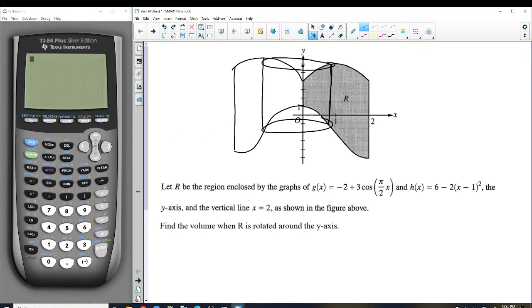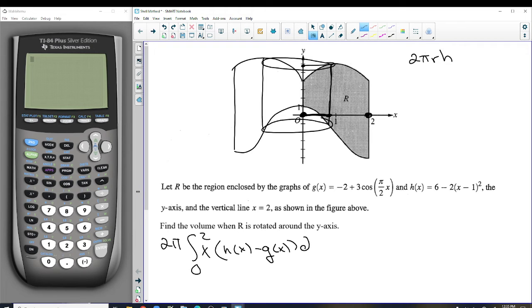From here to here, that's the radius. And the area of a cylinder is 2 pi r h. So for this one, we're going to have 2 pi, and we're going to integrate from 0 to 2, since the sides are going from 0 to 2. The radius would be whatever x value we're on, and the height would be, let's see, the parabola's on top, so it'd be h of x minus g of x.